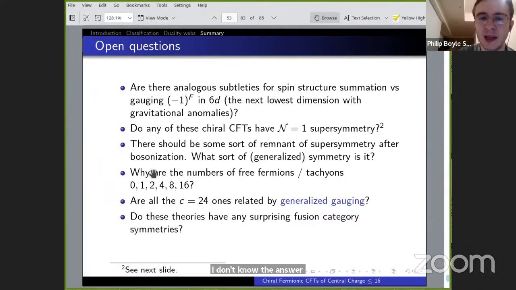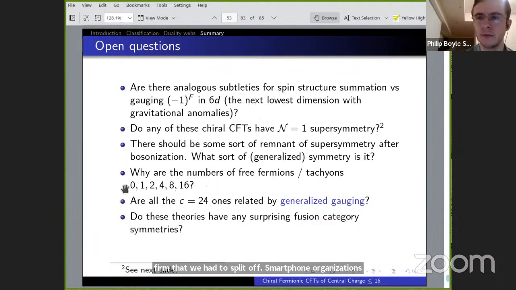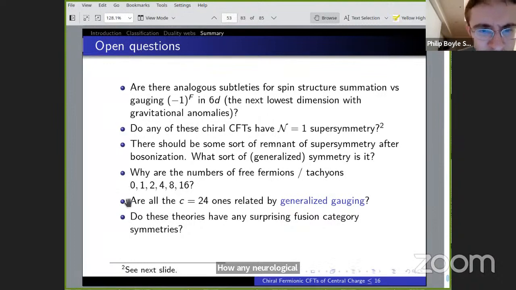Here's a simple question. Why is it that the number of free fermions that we had to split off from our fermionizations were 0, 1, 2, 4, 8, 16? So apart from 0, powers of 2. In other words, why is the number of tachyons in the non-supersymmetric string theories always a power of 2? Apparently numerological. I think I've already mentioned this question.